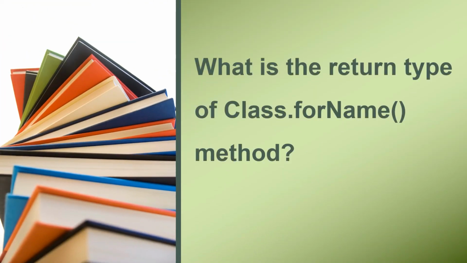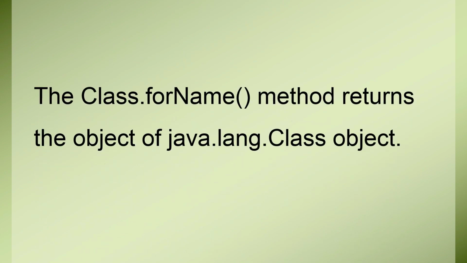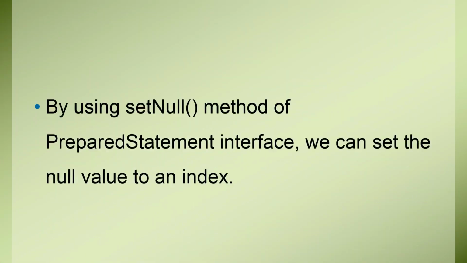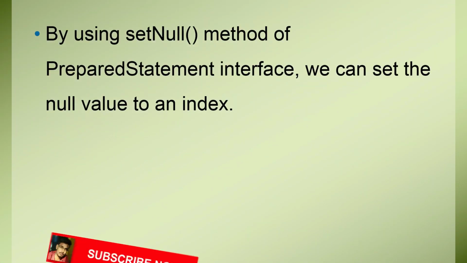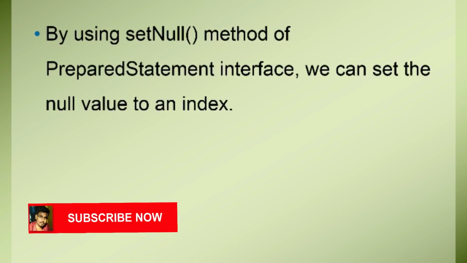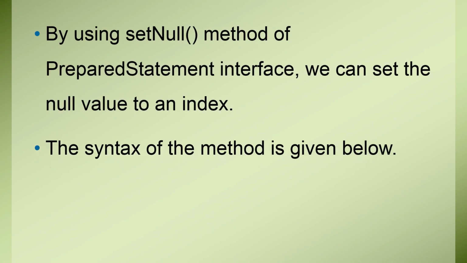What is the return type of the Class.forName method? The Class.forName method returns the object of java.lang.Class. How can we set a null value in a JDBC prepared statement? By using the setNull method of the PreparedStatement interface, we can set the null value to an index. The syntax of the method is given below.